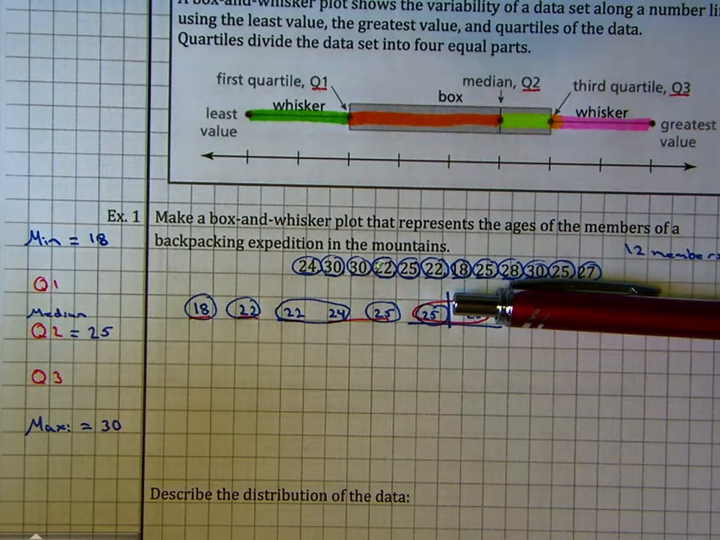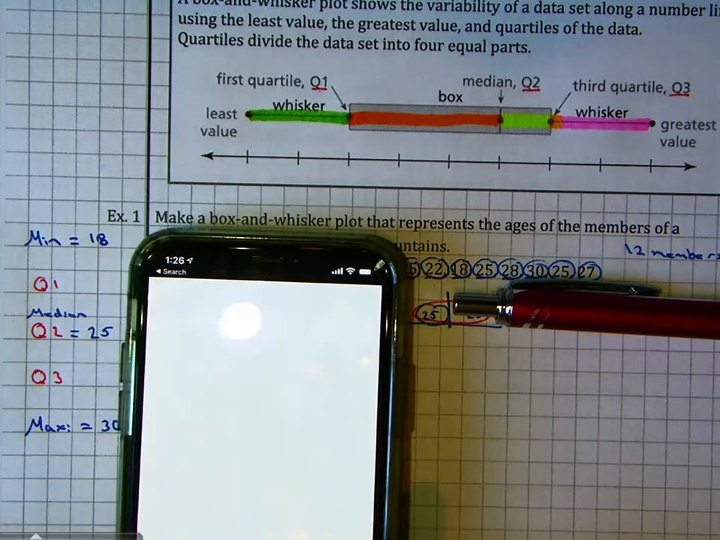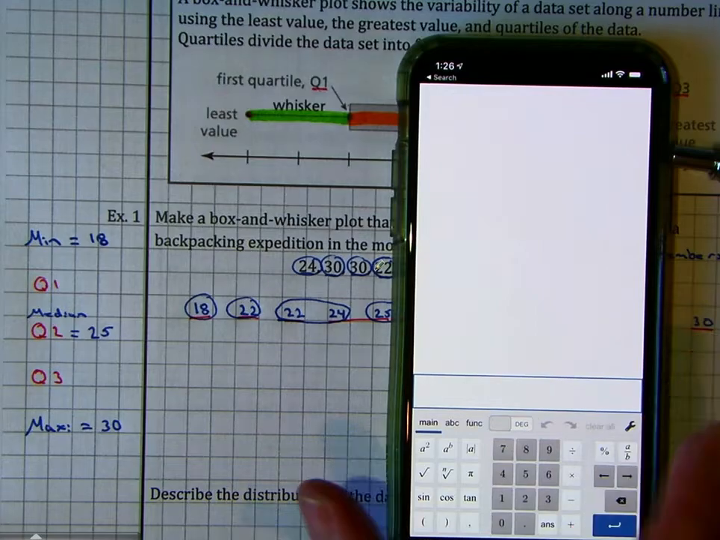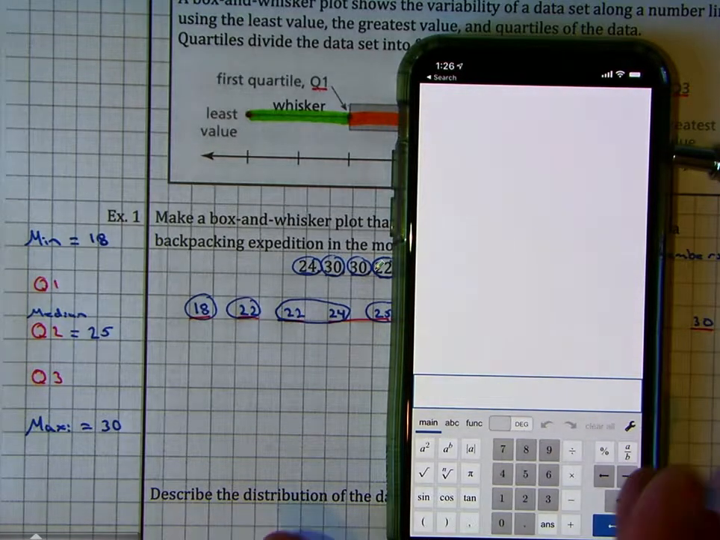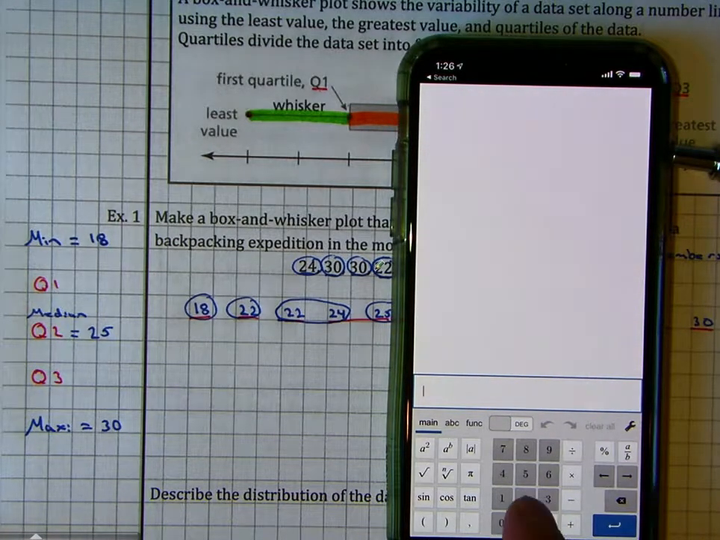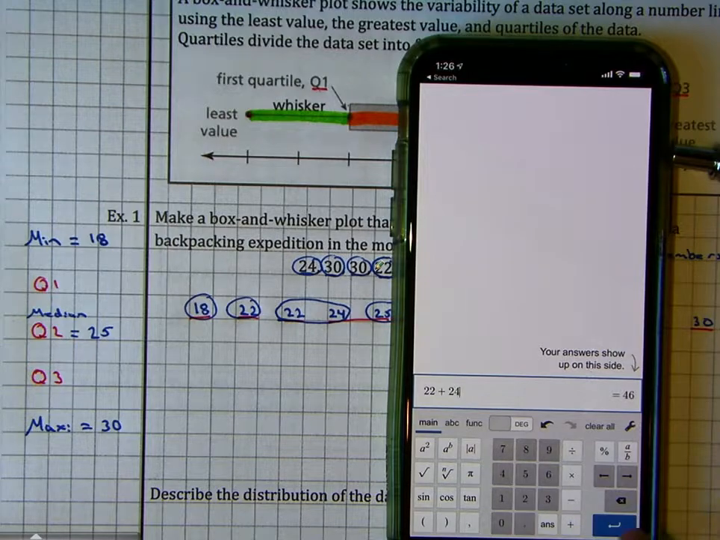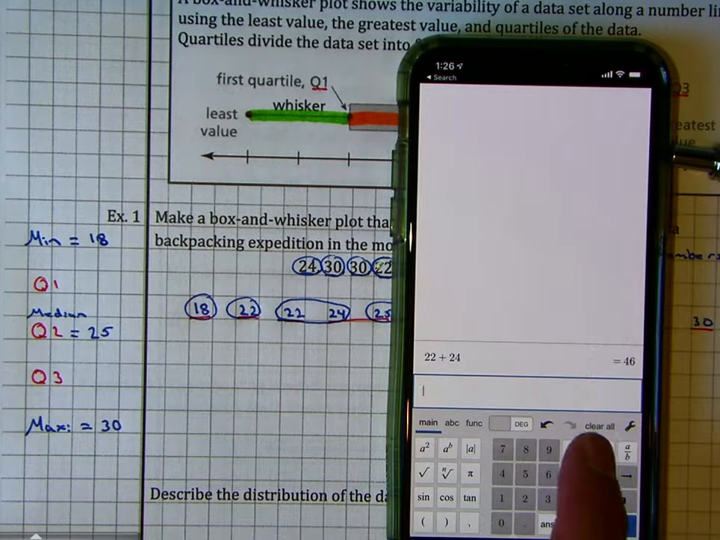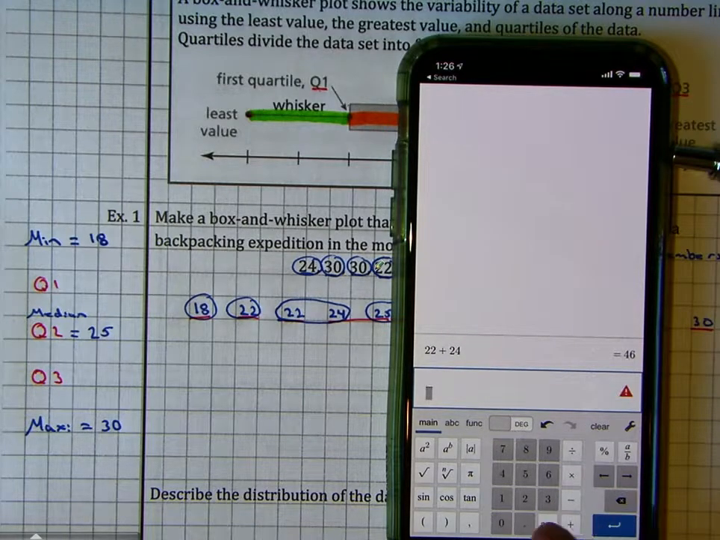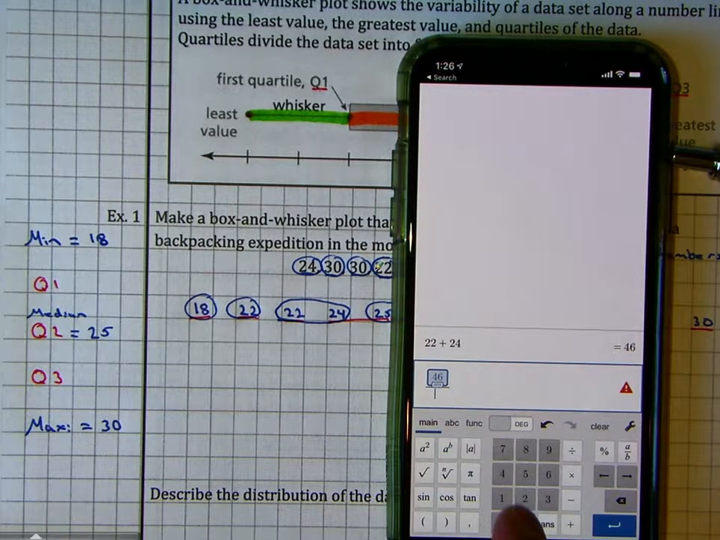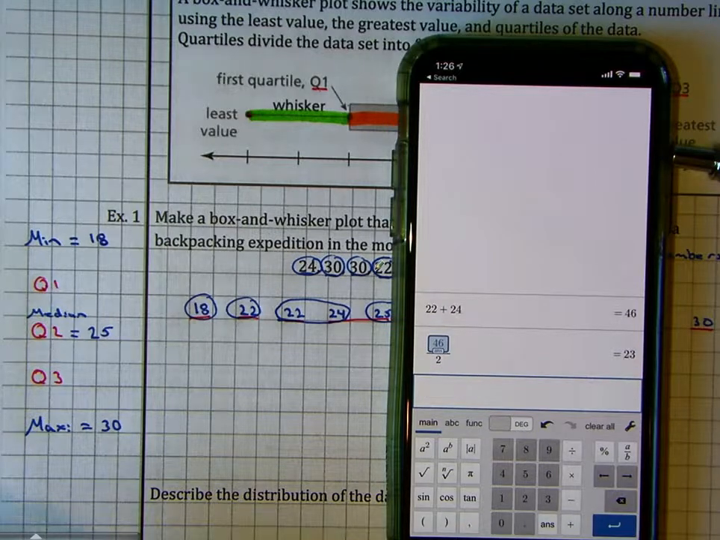So what I'm going to do is use my decimal calculator. If you don't have a calculator at home, you can use a scientific calculator or a graphing calculator. I'm just going to add the numbers, 22 plus 24, which gives me 46. And then I'm going to take my answer and divide it by 2. Now remember, you can do this all at once.